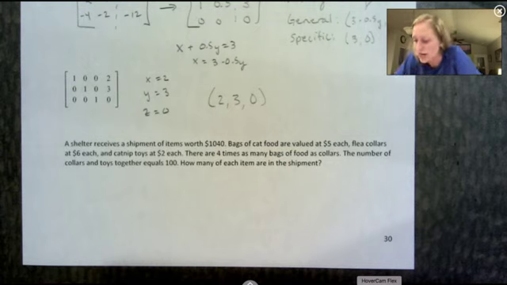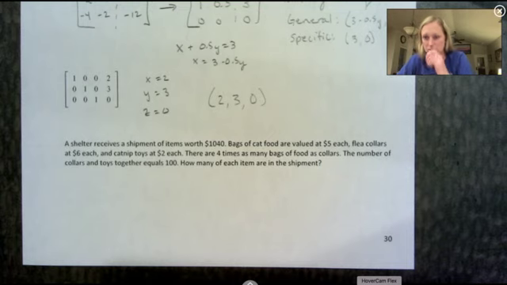So we have a shelter receives a shipment of items worth $1,040. Bags of cat food are valued at $5 each, flea collars at $6, catnip toys at $2. There are 4 times as many bags of food as collars. The number of collars and toys together equals 100. How many of each item are in the shipment?